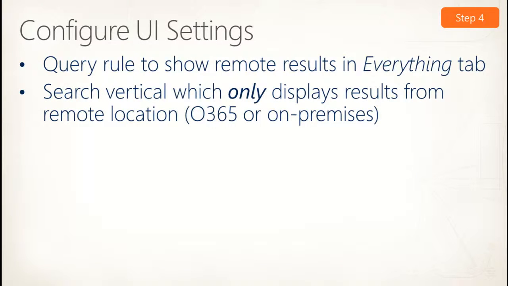And then the fourth and final step is configuring the UI settings for search. So as you saw in the demo briefly, we had what we call a query rule, which enables us to execute a query against this remote result source and to show those results in a block in the Everything tab of search. And then optionally, you've got this concept of a search vertical, which will only display results from that one location. So you can add that search vertical into your navigation and have that as a place that users can go if they know that they want to get content from that remote system.